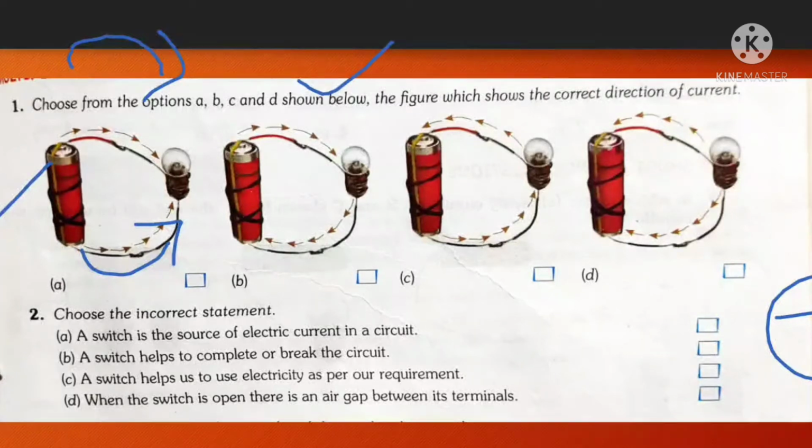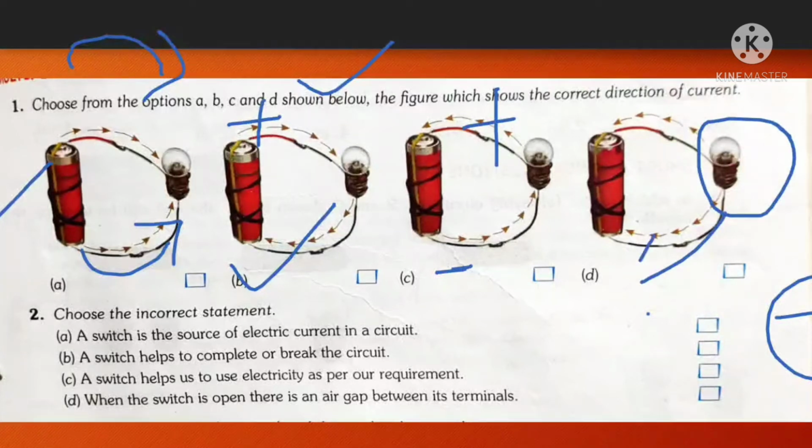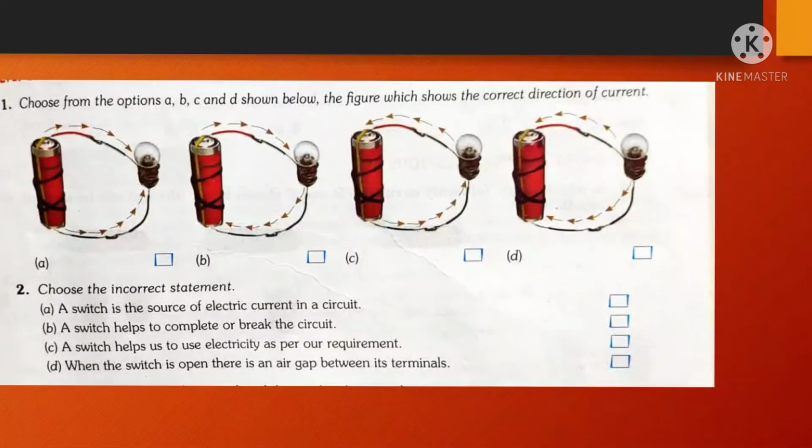In the second option we can see that from the positive side, the top side is positive, the current is moving towards the bulb and it is coming again towards the cell. So this is the correct movement of electric current. So my answer B is correct. Let's come to the next one. In the next one, the current is coming from negative to positive, which is again a wrong one. Come to the fourth one. In the fourth one, the bulb is giving current to the cell, which is absolutely wrong. So my correct answer is answer number B.